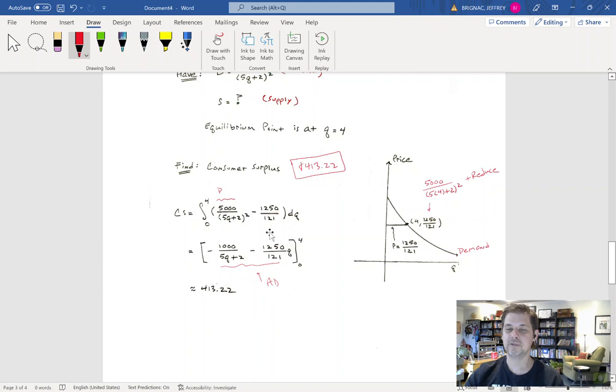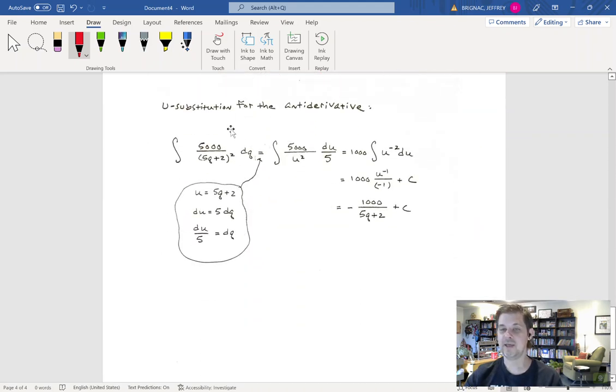Here, I just told you that this was the antiderivative. I'll tell you how I got it, but I want to do that at this point. It's not hard to find the antiderivative of 1250 over 121 because that's just a constant. I want to look just at this part that says 5,000 over 5q plus 2 quantity squared. So to do that, we can use u substitution.